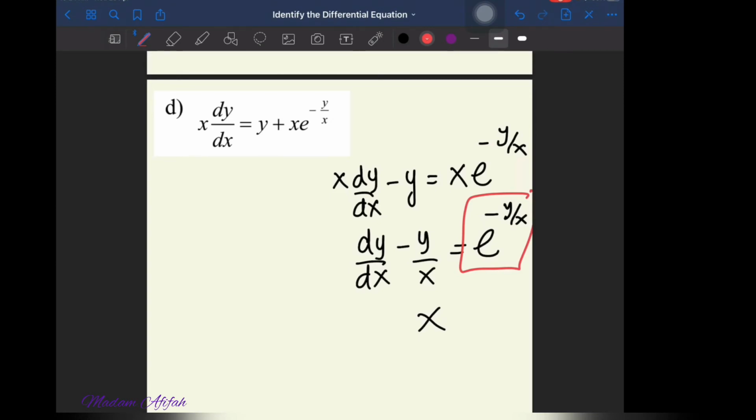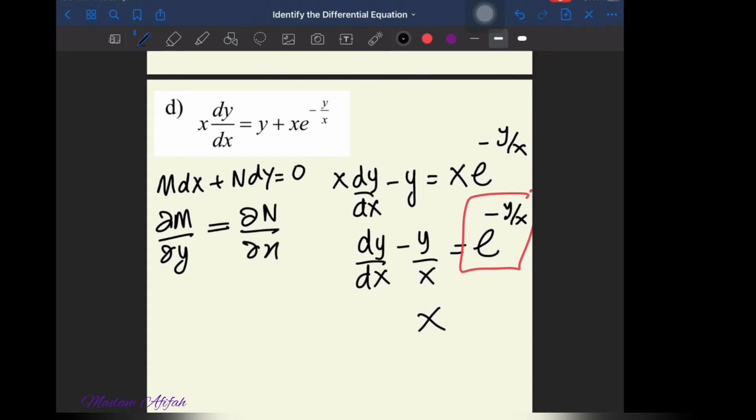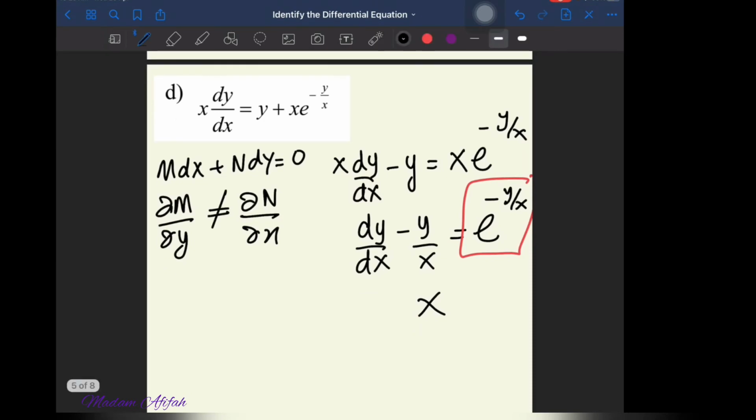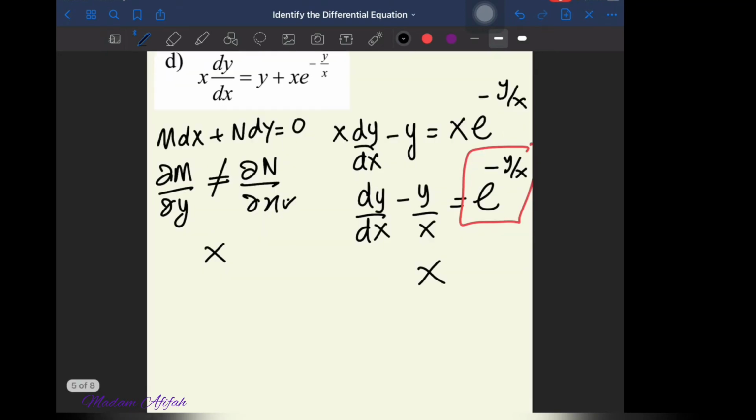So if you want to test whether this is an exact equation or not, you have to write in the form of M dx plus N dy equals to 0, and the next step is to test del M over del y must be equals to del N over del x. So in this case, if you test, you will have not equal. So this is also not an exact equation. You can try on your own and prove that this is not equal. Okay, so you end with separable and also homogeneous equation.